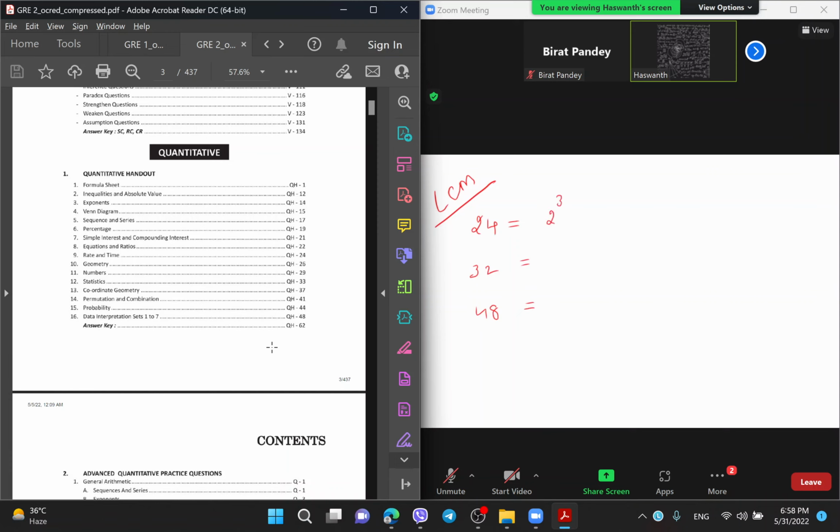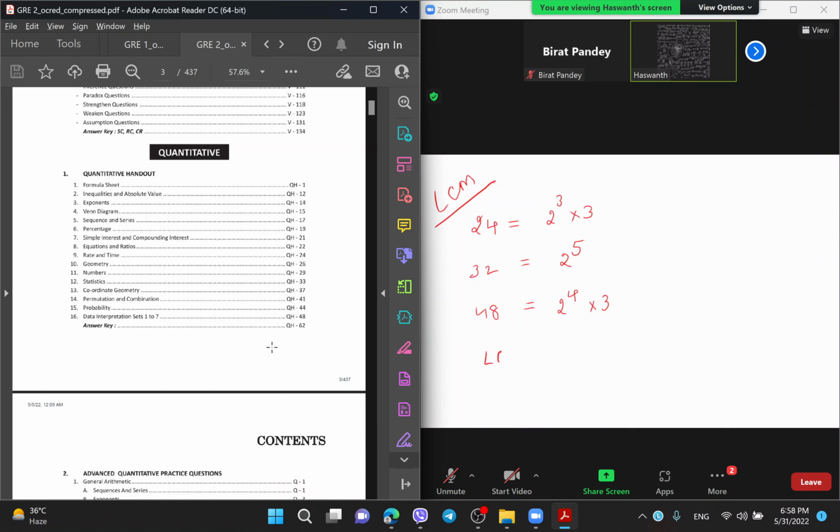24 can be written as 8 into 3. 32 can be written as 2 power 5. 48 can be written as 16 into 3. So 24 is 2 cube into 3, 32 is 2 power 5, and 48 is 2 power 4 into 3.